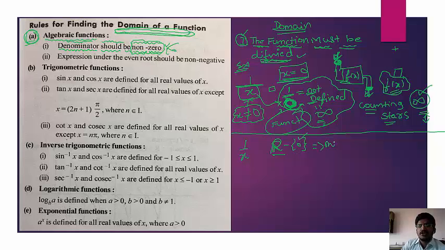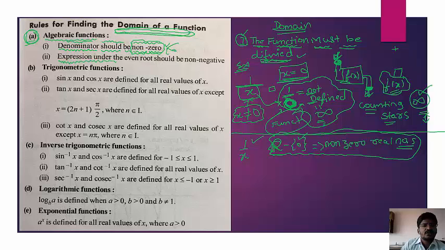R minus singleton set 0 means this is the real number set where 0 is not present. That means non-zero real numbers. For that it is defined. Therefore, this will be the domain for 1 by x. Okay, very good. So let us go for the second point.